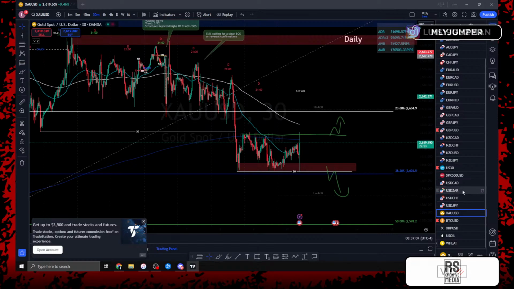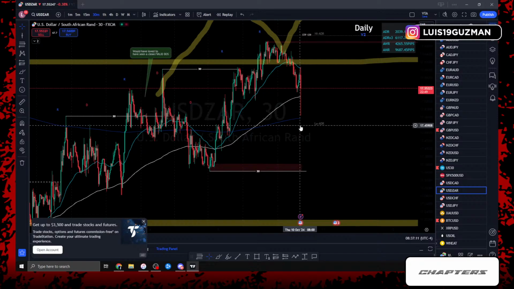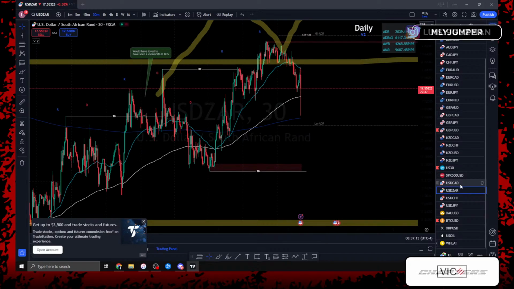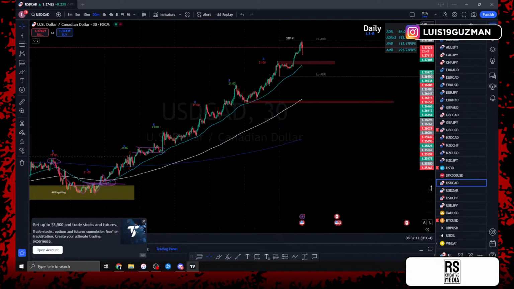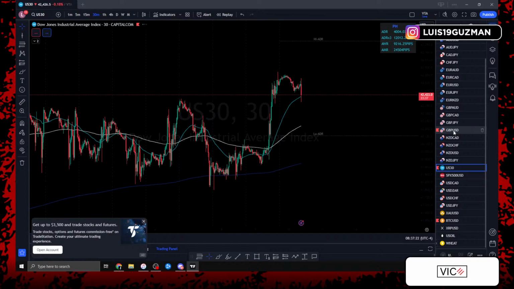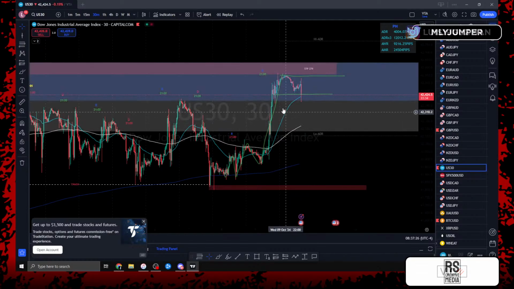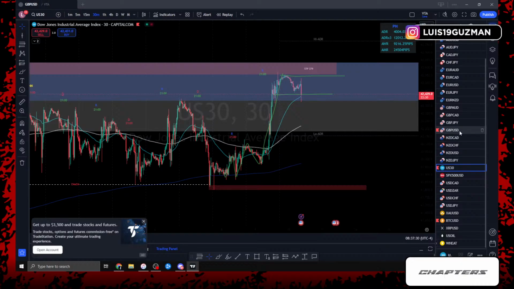Let's take a look at USD ZAR and CAD real quick. So ZAR, you can see that it just zoomed right back down. Right, hit STP for the day. USD CAD already hit STP going long. You see it tried the same thing. And then once again, US 30. Again, we're still pretty much testing the lows, so nothing there just yet.